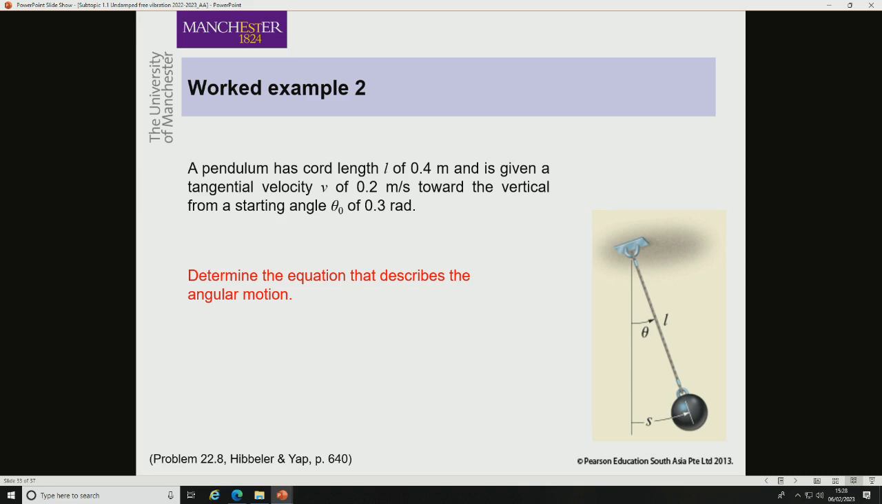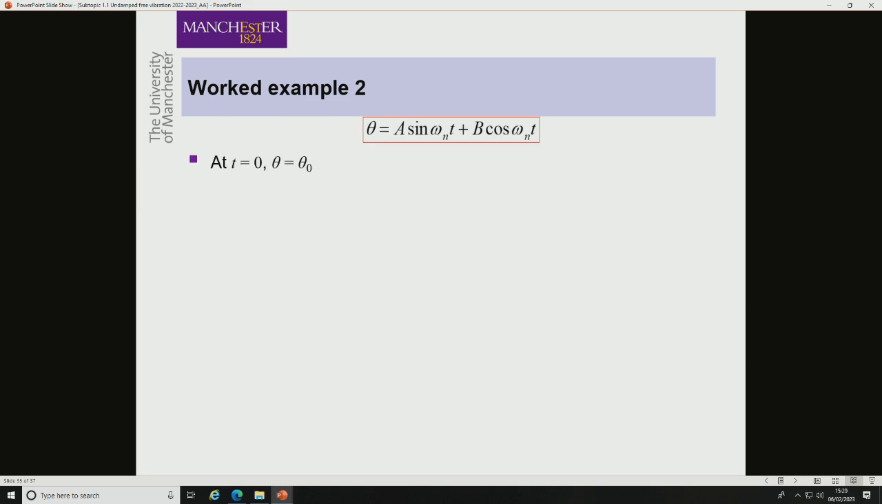We also know the length of the cord, and then they help us to find out A and B here. So we know that at the beginning of time, when time is 0, our pendulum is at the position of theta 0. When you substitute these values into the general solution, you find out that actually B is 0.3. So what does substitution mean? Because we are talking about time being 0, in this equation where you see t, you are substituting 0, and you are substituting theta with theta 0. So when you do that, you find out that B equals theta 0, and theta 0 is given to us in the question as 0.3.